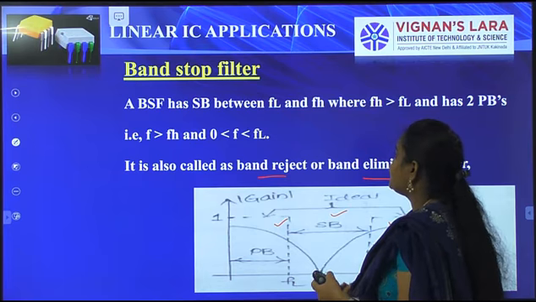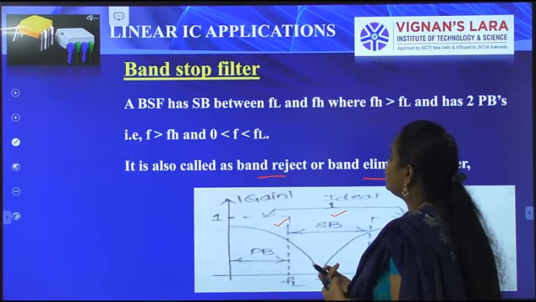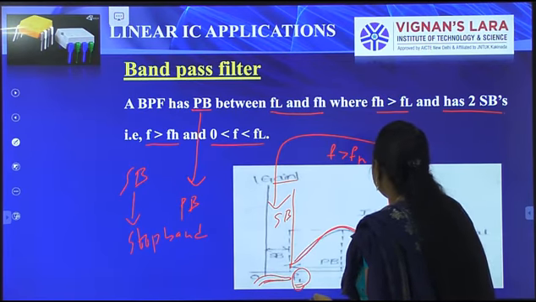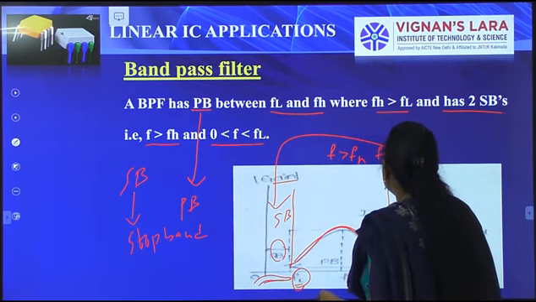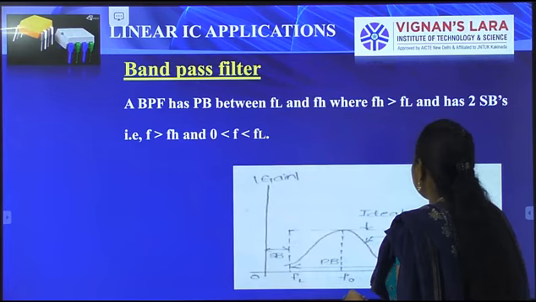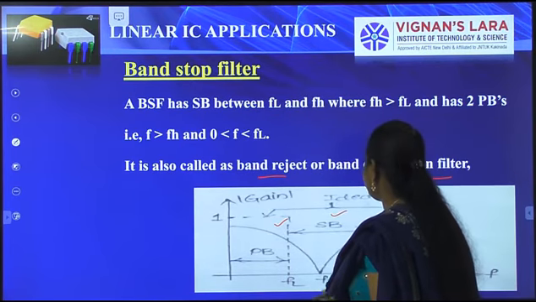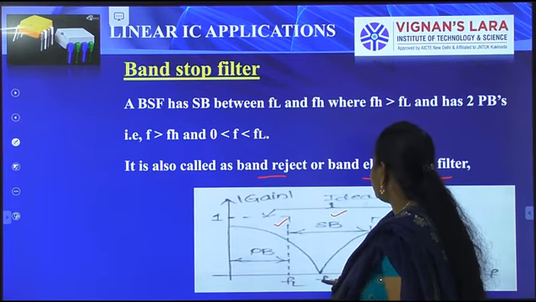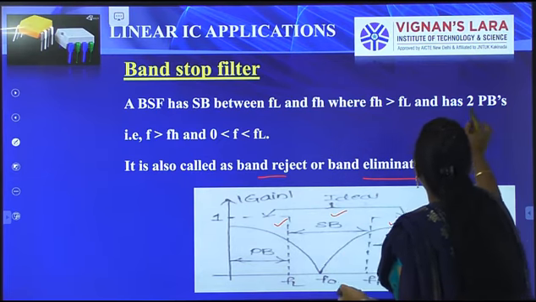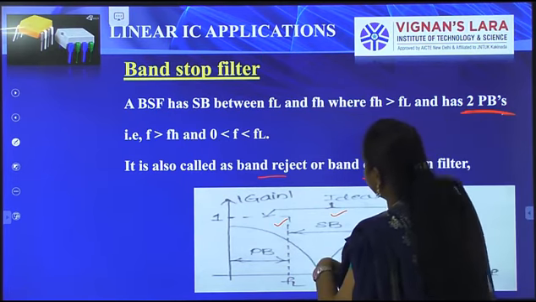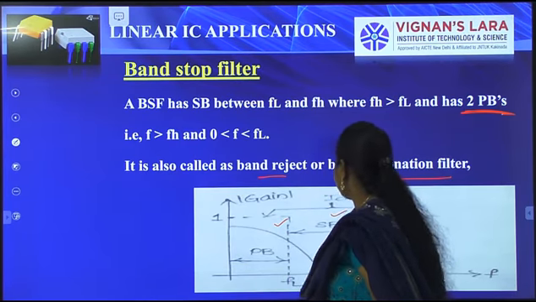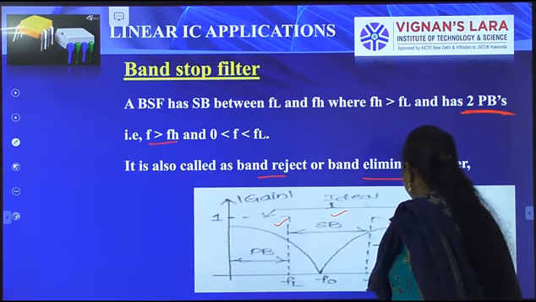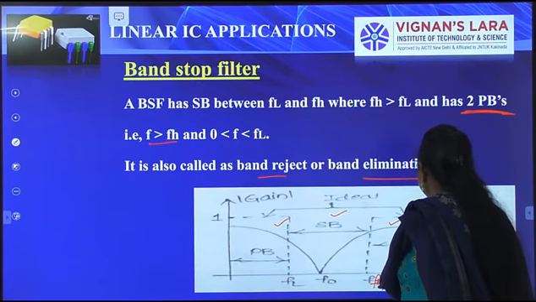It is a reverse operation of the band pass filter. The band pass filter allows the frequencies in between FL and FH and rejects 0 to FL, where FH is greater than FL. Here we have two PBs, pass bands, and one stop band. Here we have observed these. The two pass bands are: when F is greater than FH, it will pass the bands.